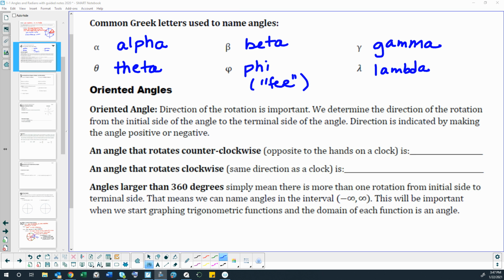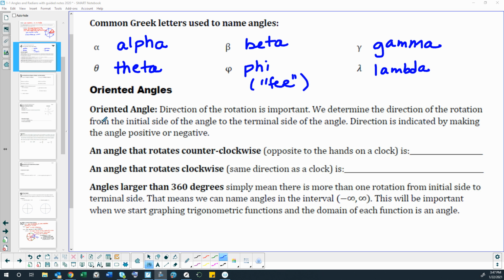Alright, section 1.1 for trigonometry. We just learned about the names of some Greek letters that we're going to use for angles. So now we're going to talk about oriented angles. An oriented angle is where the direction of the rotation is important in identifying that angle.